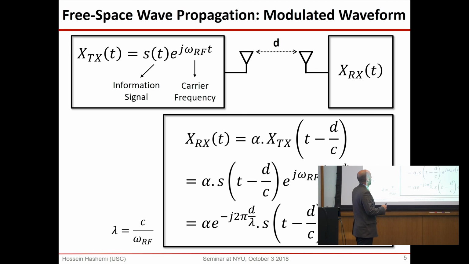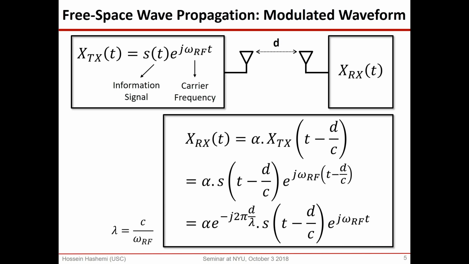Now, as it turns out in wireless systems, oftentimes we're interested in systems that have the following form, which is that you have a signal that is multiplied by a carrier signal. This carrier, e to the j omega RF t, is basically a sinusoid. So I place my information on a sinusoid, and I try to transmit it from one place to another place.